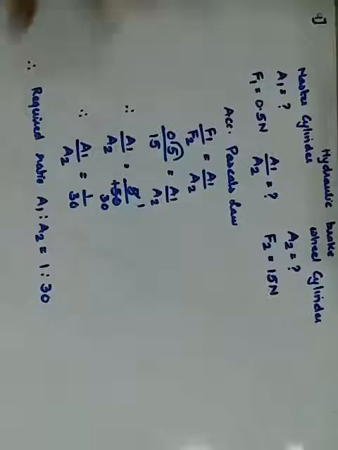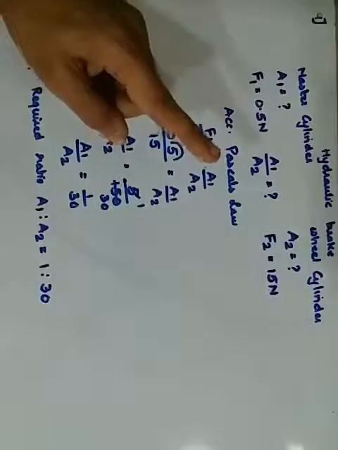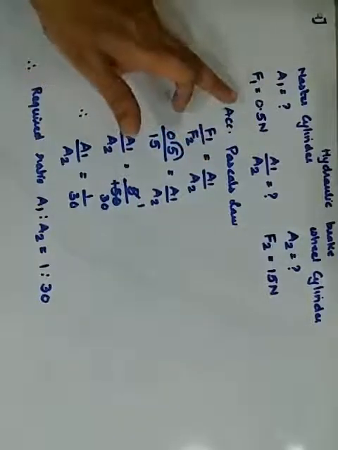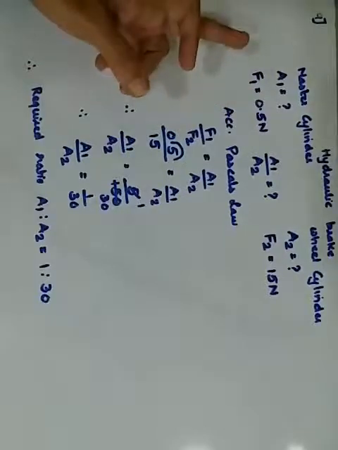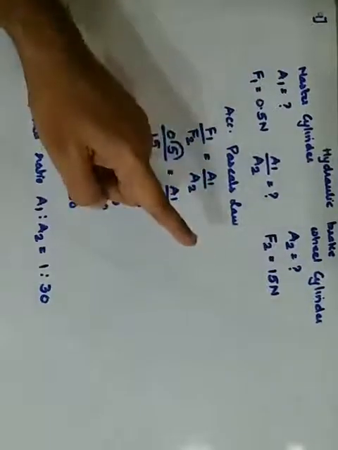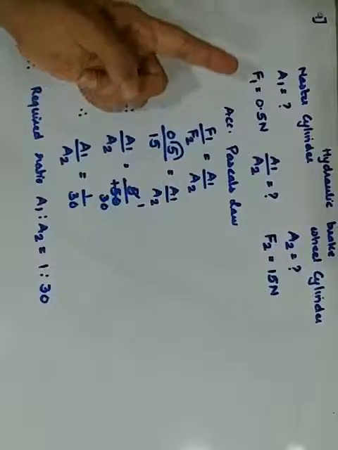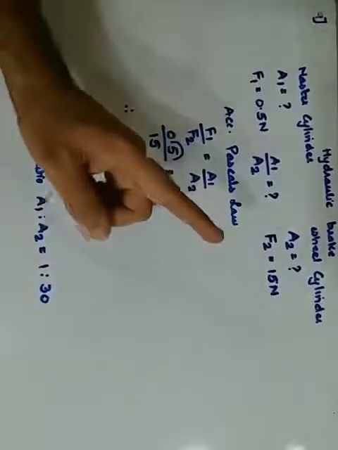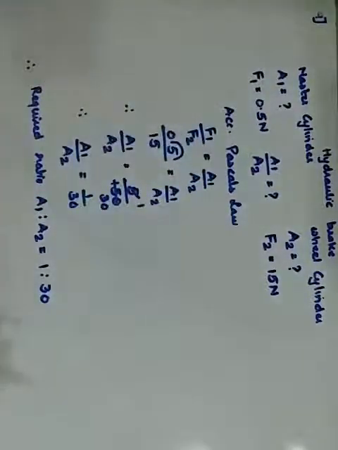Getting it? Don't get confused between the master cylinder and the wheel cylinder. Whichever is the smaller value belongs to the master cylinder, and the greater value belongs to the wheel cylinder, because the master cylinder is smaller in diameter while the wheel cylinder is larger in diameter. Got it?